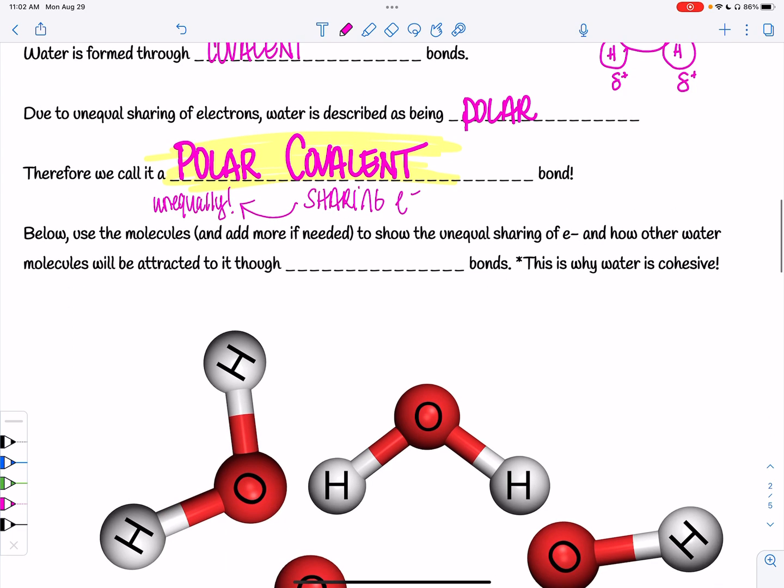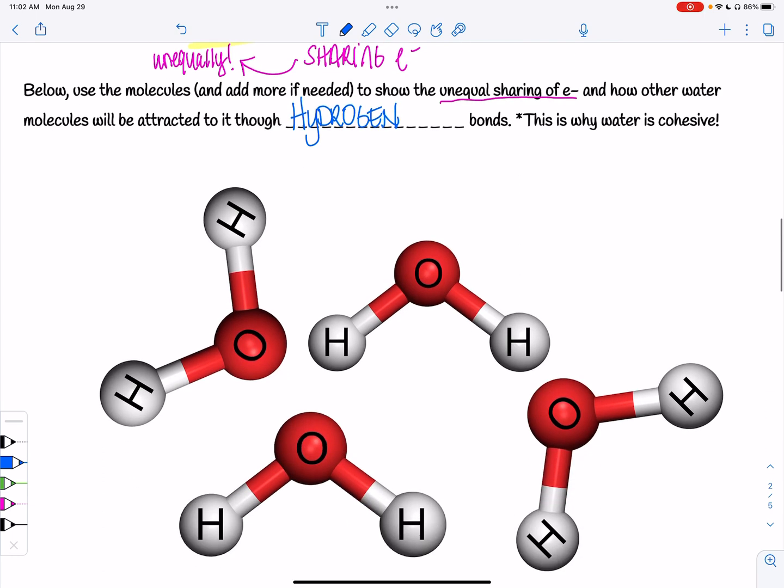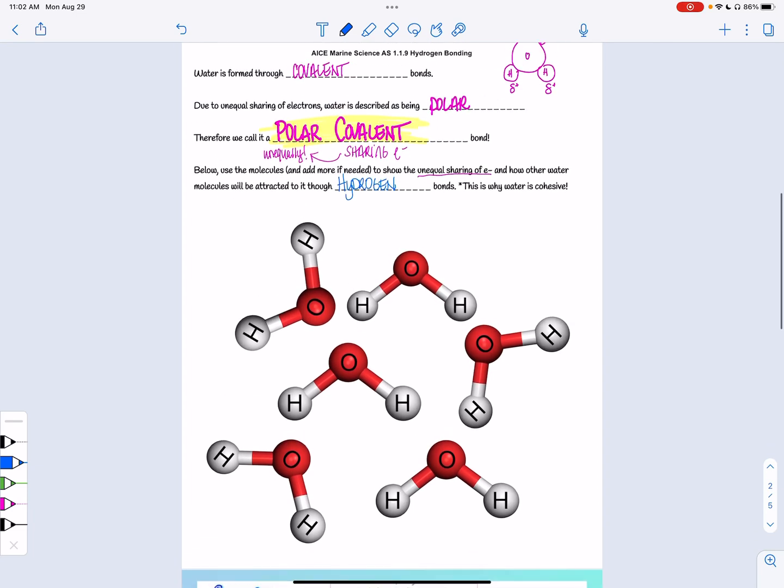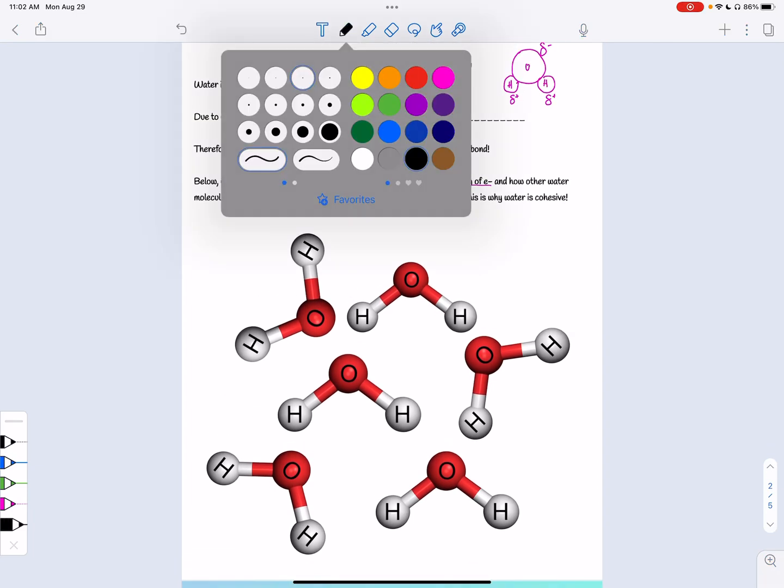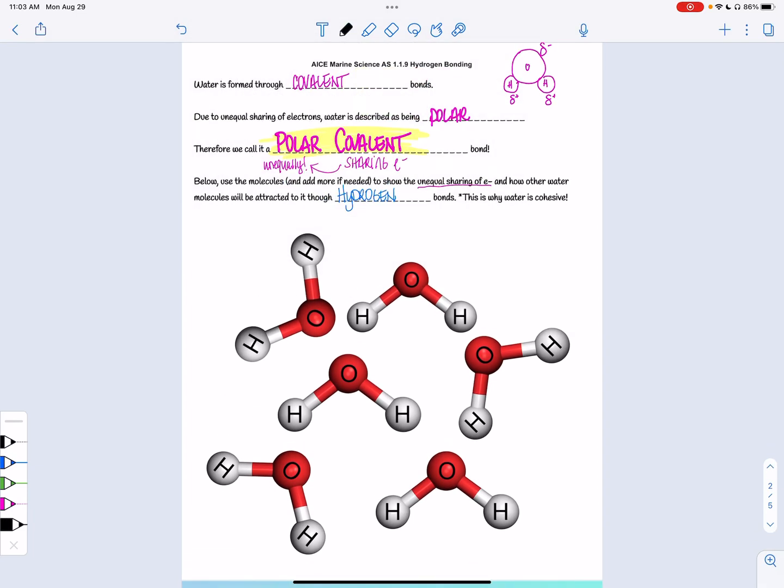So I said below, use the molecules, add more if needed to show the unequal sharing of electrons and how other water molecules will be attracted to it through hydrogen bonding. So this is bonding on your hydrogen atom. This is why water is cohesive. So I'm gonna throw on 2 more water molecules.